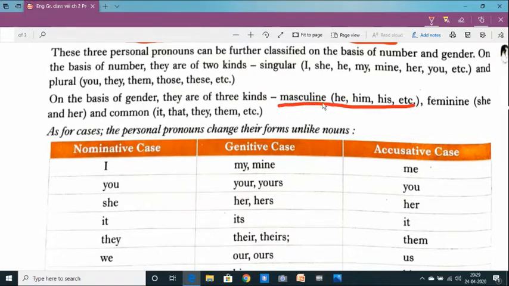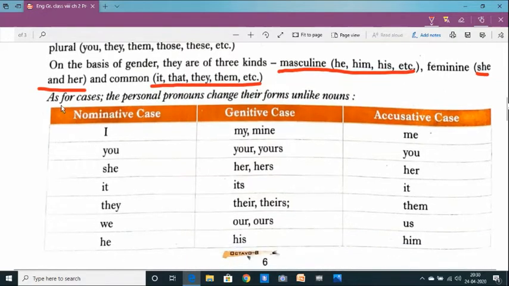Masculine shows talking only about males. Feminine is talking only about females: she and her. And common: it, that, they, them, etc. It is used for plural, living and non-living beings, wherever we use it. So that is common. As for cases, the personal pronouns change their forms, unlike nouns.